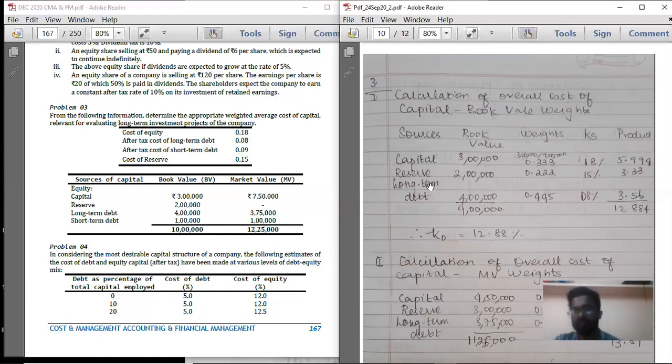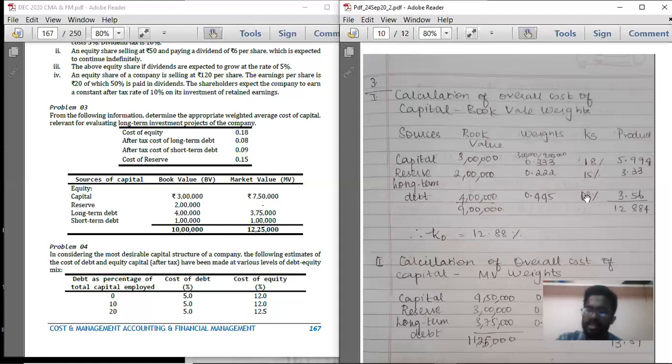Below that, reserve: weight is 0.222 into 15. Product column record 3.33. Now in respect of long term debt, 0.445 into 8% is equal to 3.56. In the product column record 3.56.